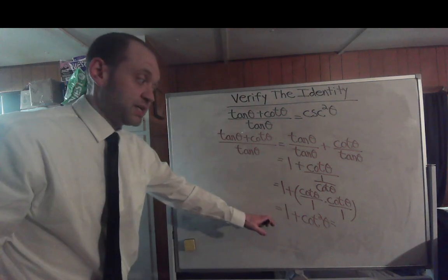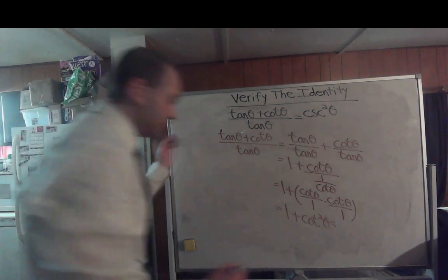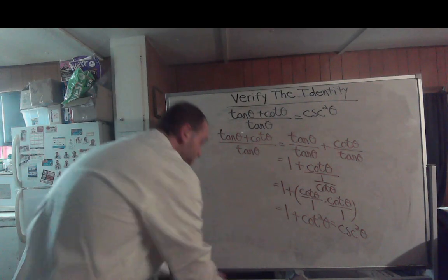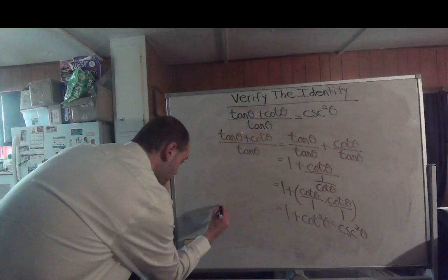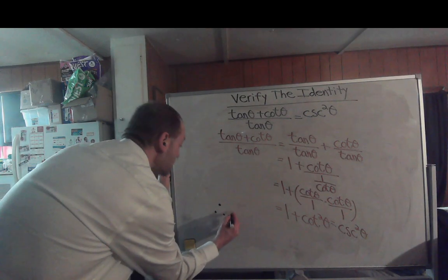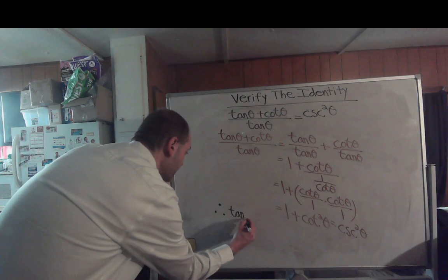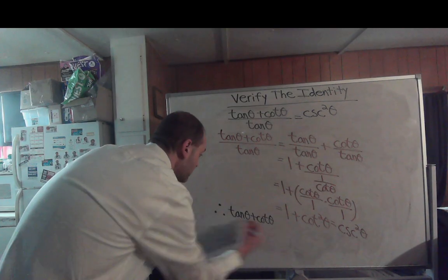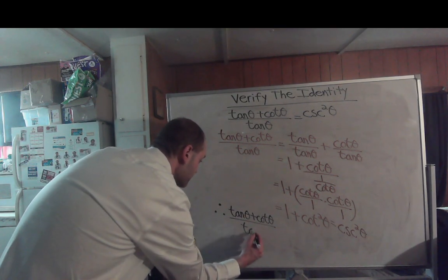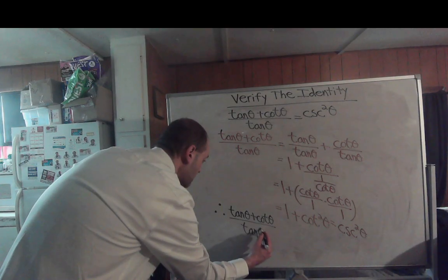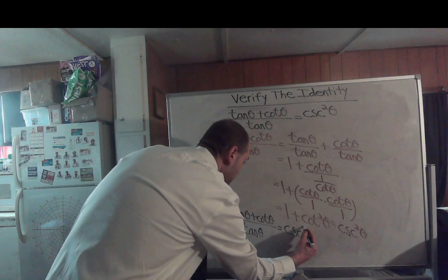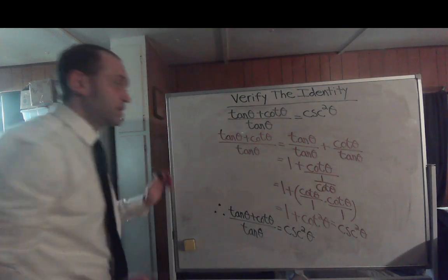which, what's 1 plus cotangent squared? It's cosecant squared. So we actually just proved that. So we can now say, therefore, the tangent of theta plus the cotangent of theta all over the tangent of theta equals the cosecant squared of theta. So there's your proof.